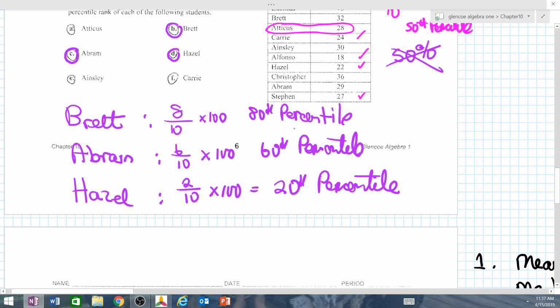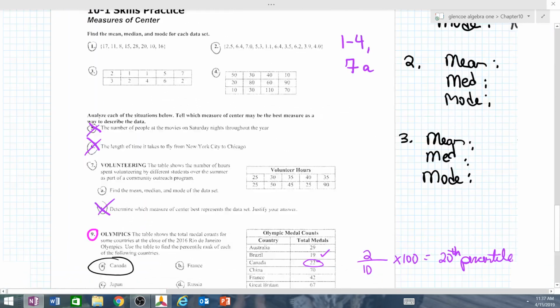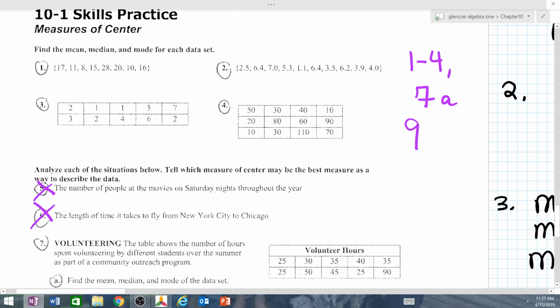Okay, if you look at your homework for tonight, you're going to have plenty of time because this class we're on block scheduling today. So today you are doing skills practice. We're going to cross a couple of problems out. It's going to be 1 through 4, 7A, and all of 9. Did y'all hear me? So I'm going to correct that for you. 1 through 4, 7A, and 9. 9 has multiple parts, guys. Do you see that? Yes?